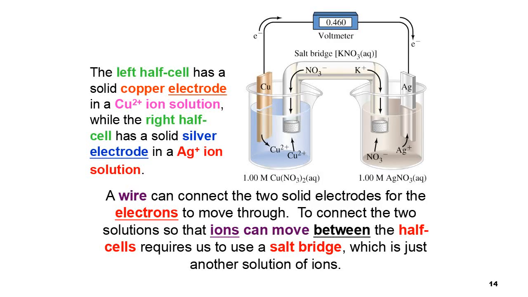The left half cell has a solid copper electrode in a copper 2 ion solution, while the right half cell has a solid silver electrode in a silver ion solution. A wire connects the 2 solid electrodes for the electrons to move through, and we need to connect the 2 solutions so that ions can move between the half cells. We require a salt bridge, which is just another solution of ions, in this case potassium nitrate solution.